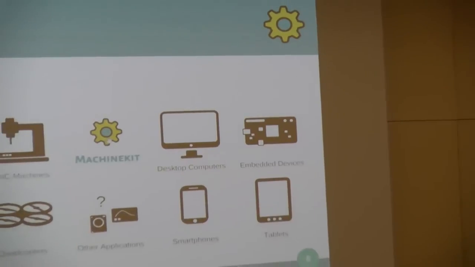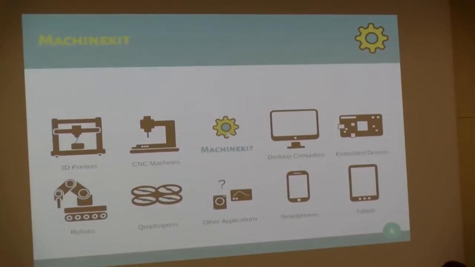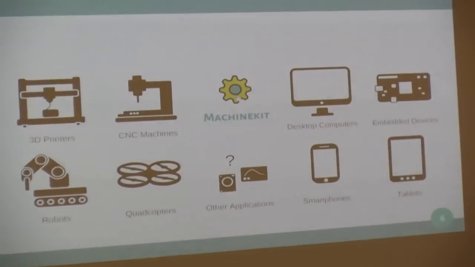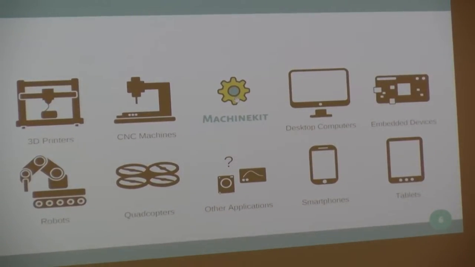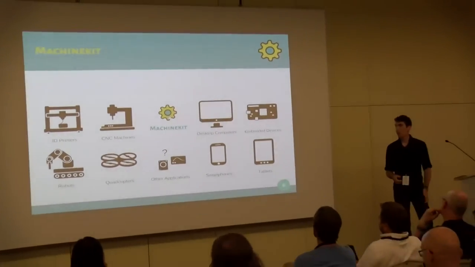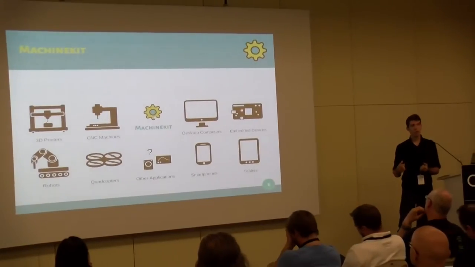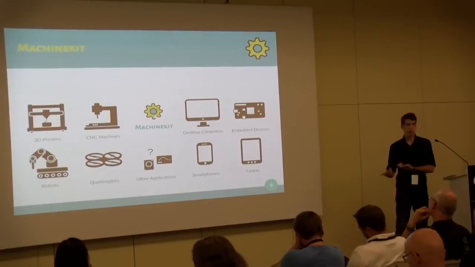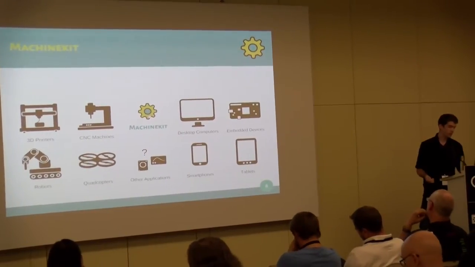So first of all, what is Machinekit? Machinekit is an open source software for controlling machine tools, or actually a solution for machine control applications. It can be used, for example, for 3D printers, CNC machines, but not only, also it's intended to be used, for example, for robots, quadcopters as driving layer. The whole idea is that it can work on embedded devices, embedded computers, but also on desktop computers, meaning Linux. And the user interface itself can run on desktop computers, smartphones, and tablets, and also on embedded devices.